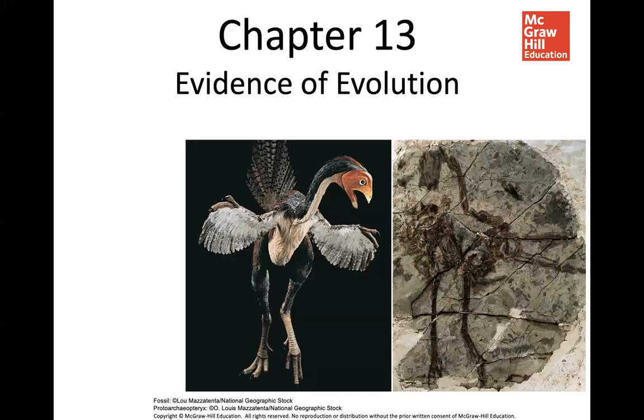Okay, so this is the final lecture for the course. This is going to look at parts of chapters 13, 14, and 15. So we're going to look at the evidence for evolution, then speciation and extinction, and then the overall origins of life.